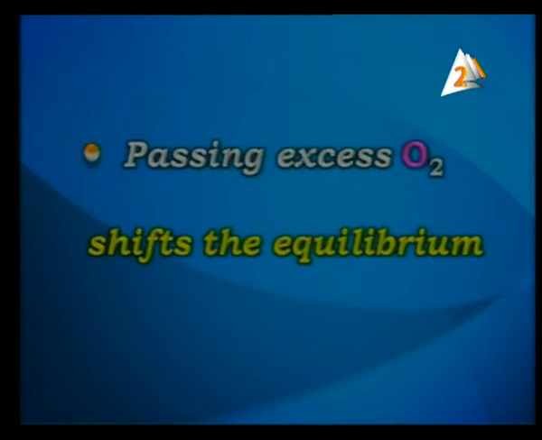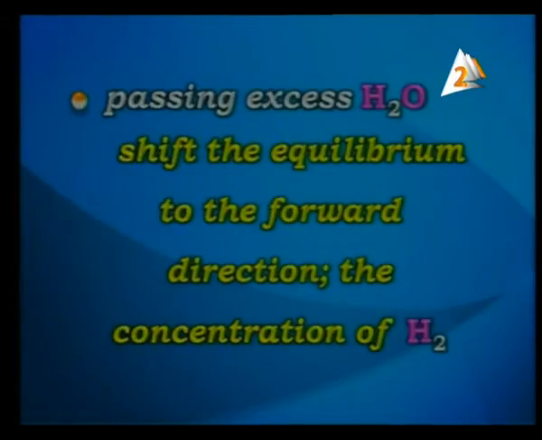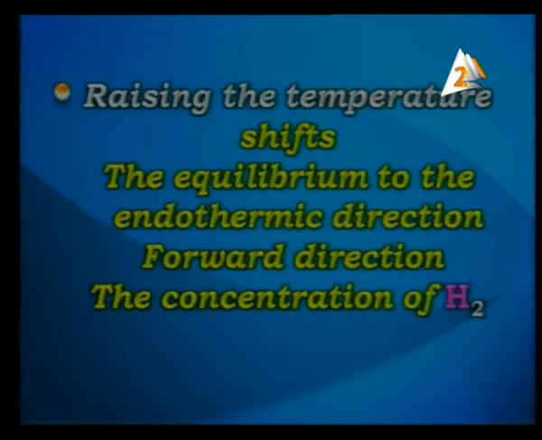All of this works to make equilibrium. My dear, now we have passing excess of H2O. It shifts the equilibrium to? The forward reaction, forward direction. The concentration of the hydrogen is changing to the other direction. So the raising of temperature shifts what? It shifts the equilibrium to the endothermic direction, the forward direction, and the concentration of the hydrogen increases.